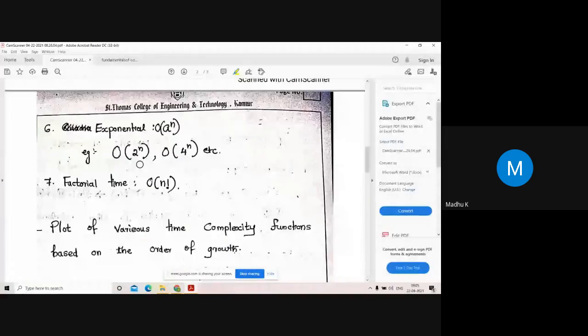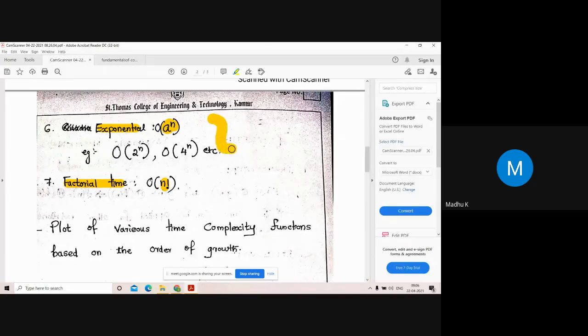Another function is the exponential function. So what is an exponential function? Note this: a raised to n, where a is a constant, but the power is n. N is the input size and the power is n. So big O of 2 raised to n, 4 raised to n, etc. This is called an exponential function. An exponential function will take a lot of time to solve the problem. Similarly, another function is the factorial time taking function, big O of n factorial.